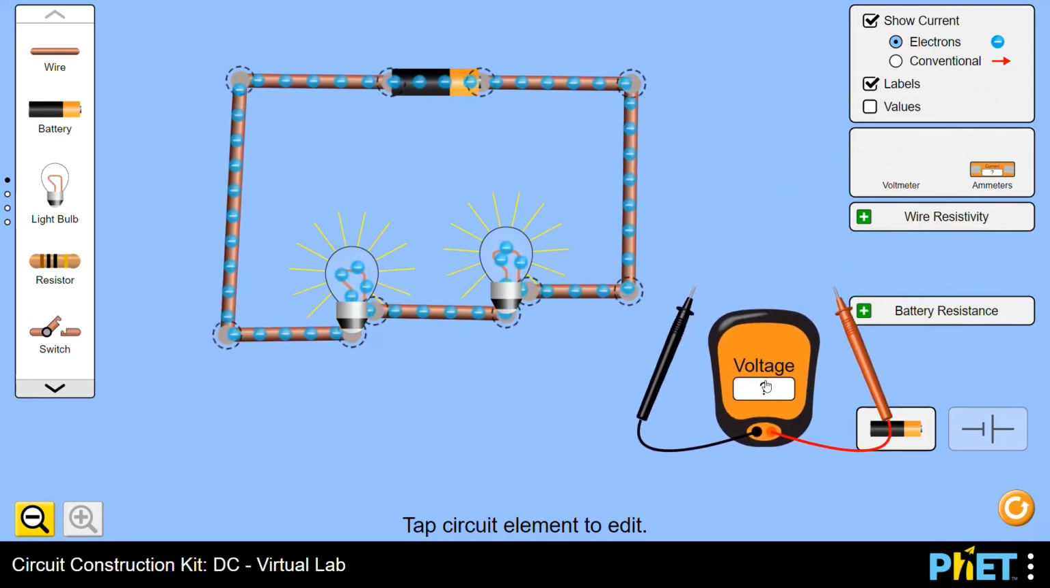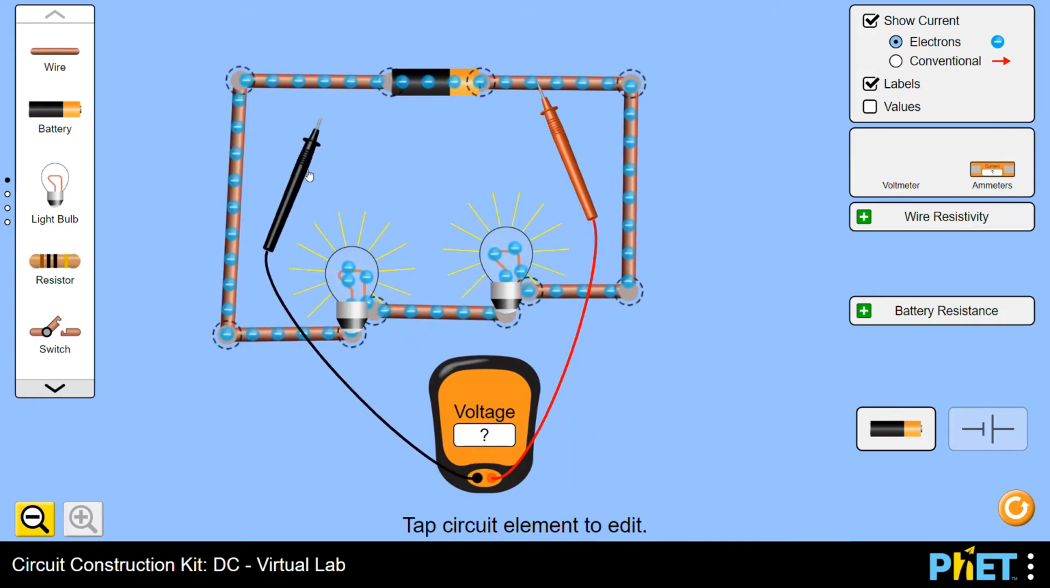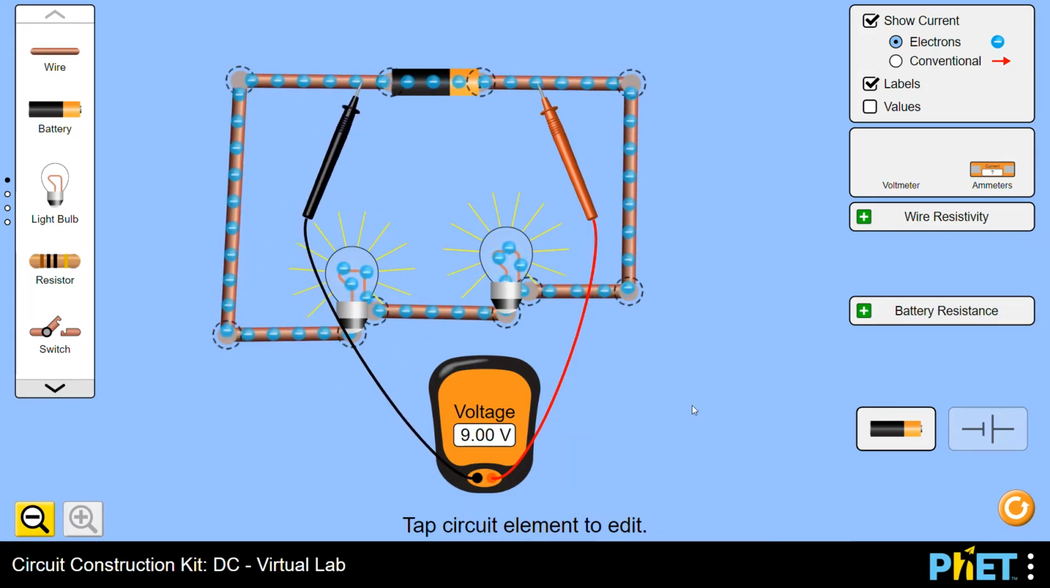So let's get the voltmeter. I'm going to put it onto the middle of the screen, and then I can use these probes to touch the wires, and when I do, I will get a reading on the voltage. I'm going to start by putting the probes either side of the cell. So voltmeters are always connected in parallel to the component you want to measure.